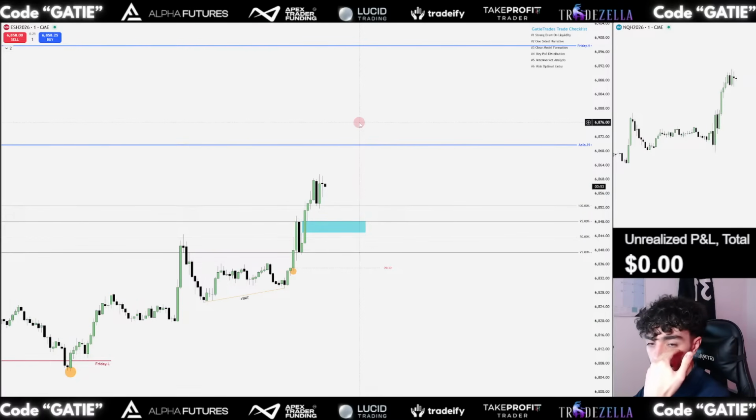Yep, the Apex CPI count did not get passed. I don't know exactly how. It must have been the live trailing drawdown.